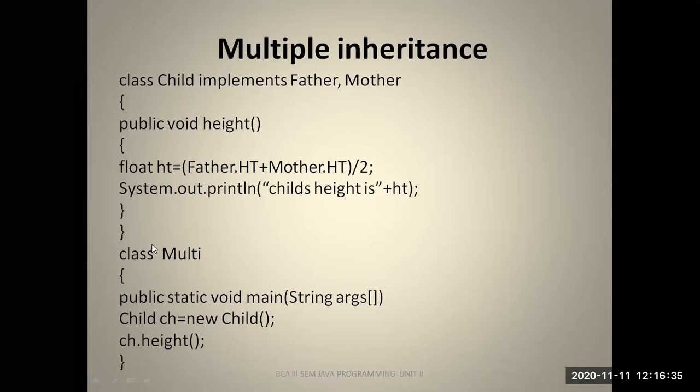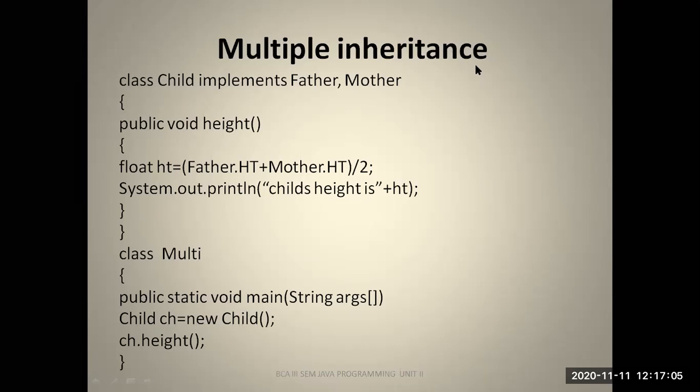We will be creating an object for the child class: Child ch equals new Child. Then ch.height will call the subclass method, that is, the implementation class method, and it will give us a result. After calculating the average height, the result will be displayed. This is how multiple inheritance can be achieved.